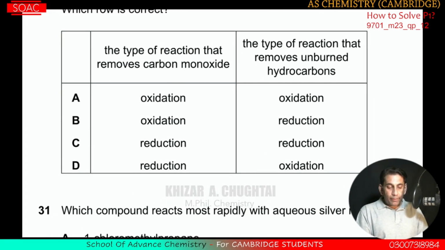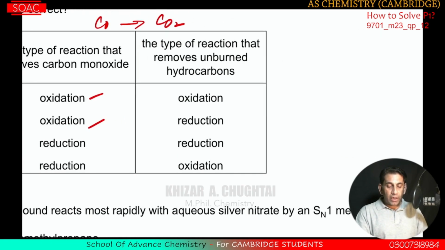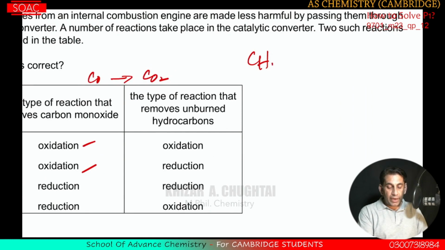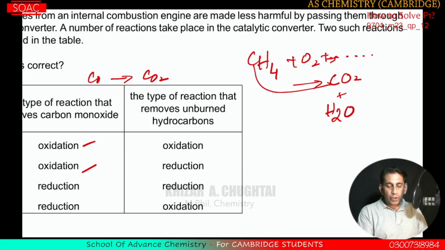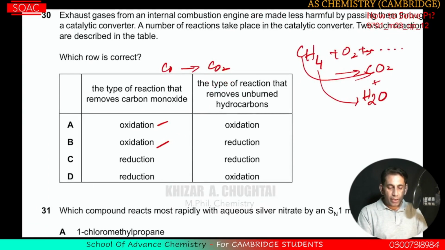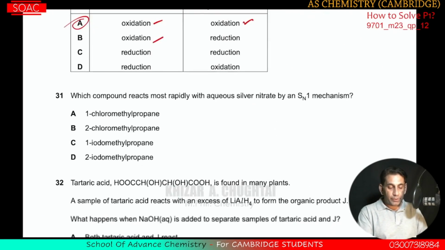The type of reaction that removes carbon monoxide: carbon monoxide is changed into carbon dioxide. So what is the name of this reaction? That is oxidation. The type of reaction that removes unburned hydrocarbon, let's suppose, for example, CH4, plus O2 plus nitrogen and so on, goes to, finally, carbon changing into CO2 and hydrogen changing into water. So once again carbon is going to oxidize, H is also going to oxidize, so again oxidation. So A is the correct option.